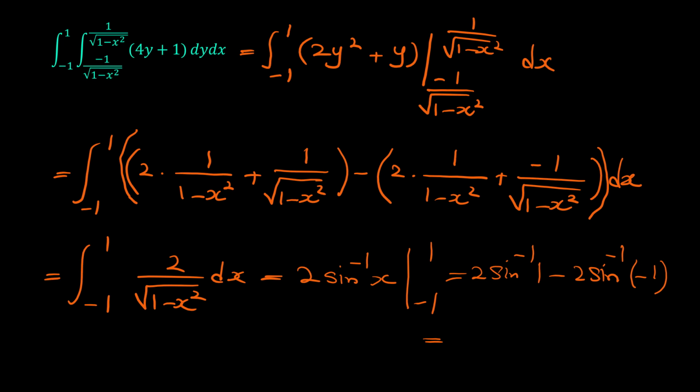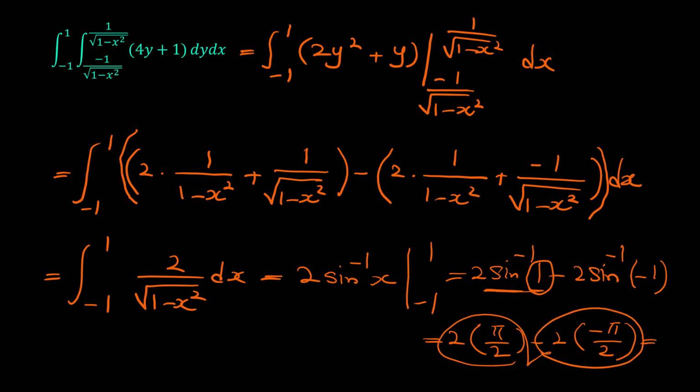The angle whose sine is 1 is pi over 2. So sine inverse of 1 is pi over 2. The angle whose sine is -1 is negative pi over 2. And this equals pi plus pi, the answer is 2 pi.